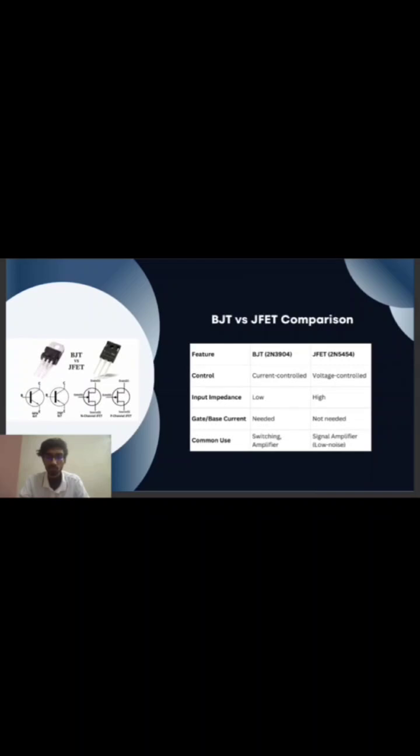I will explain what is the difference between BJT and JFET. As we know, BJTs are current controlled with low impedance, great for switching and amplifying. JFETs are voltage controlled, offer high input impedance, and are preferred for low noise applications.